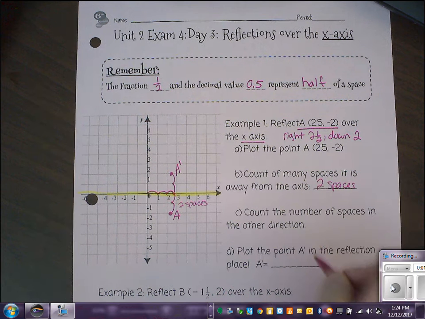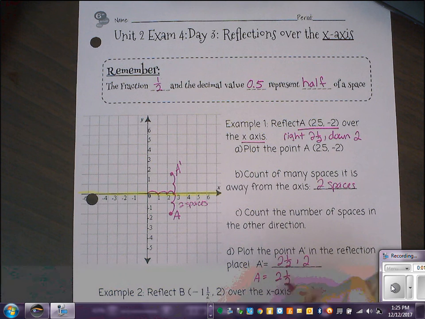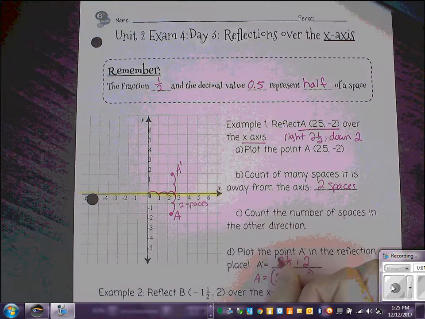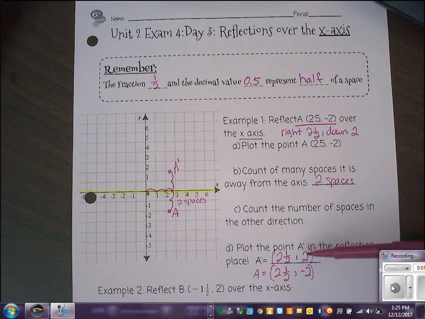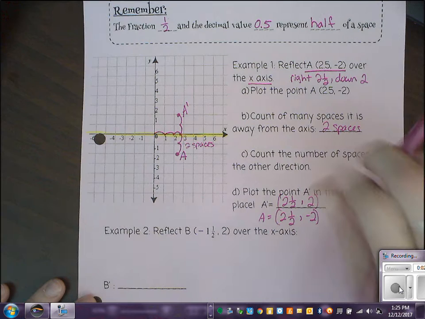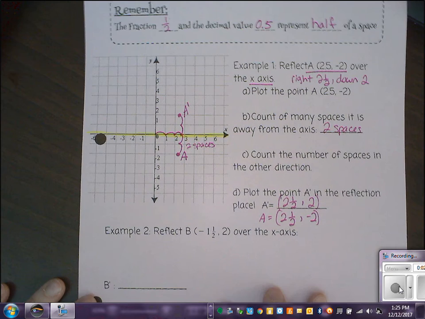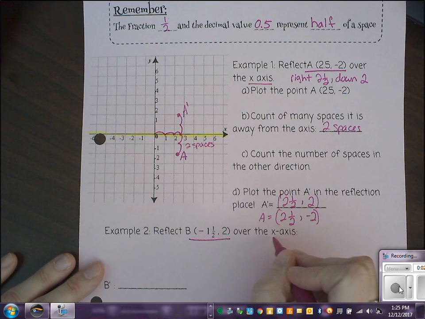So now it is 2.5, 2. And as we talked about in the previous video, 2.5, -2 was our original A. And when we reflect over the x-axis, the y coordinate becomes the opposite. The x value stays the same. So for example 2, we're going to graph it on the same coordinate plane. We're going to reflect B, -1 1/2 over the x-axis.